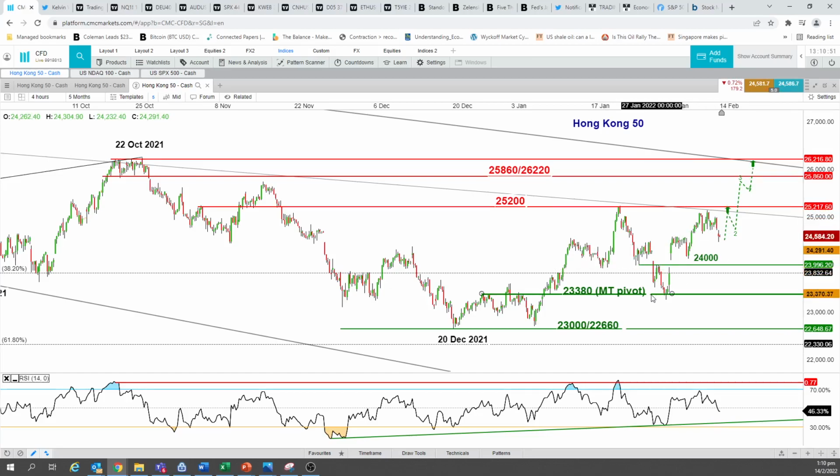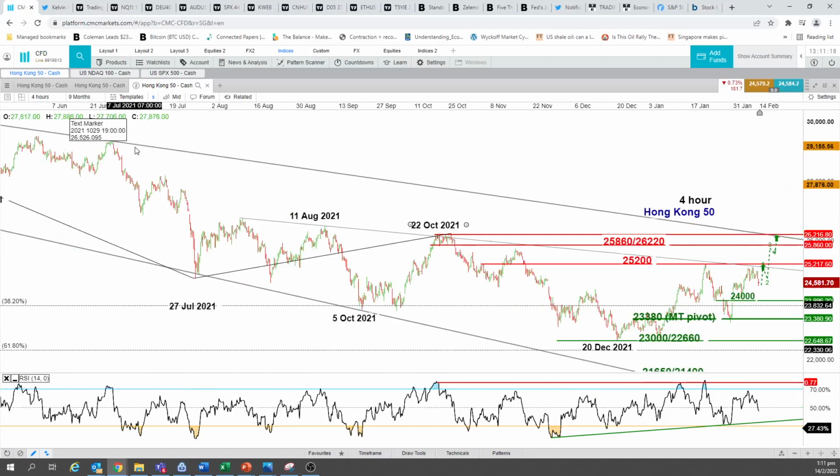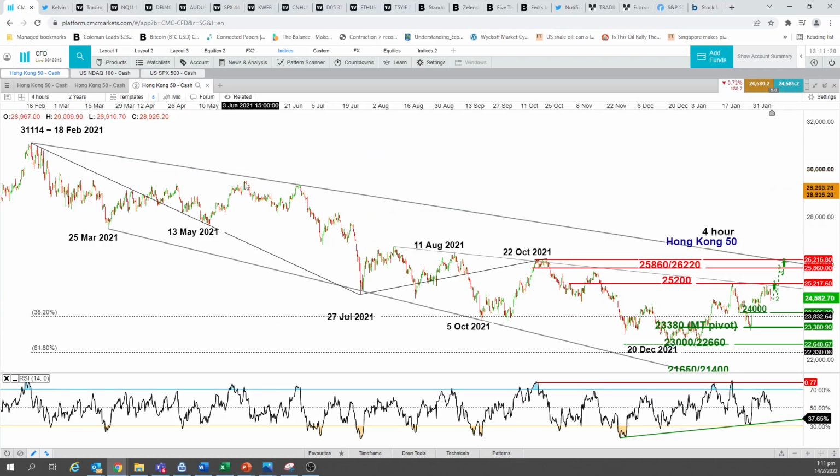So 23,380 was my key pivotal support that I highlighted last week. This level here. So as long as this level holds, we will still have a view that it could retest 25,200. A break above 25,200 should take us up towards this key medium term resistance zone at 25,870 slash 26,220, which is the swing high area of 22nd of October 2021, and also this upper boundary of this major expanding wedge configuration since the high of 18th of Feb 2021 level.